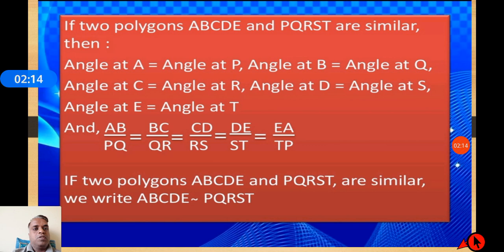If in two polygons, angle at A is equal to angle at P, angle B is equal to angle Q, angle C is equal to angle R, angle D is equal to angle S, angle E is equal to angle T, then all the angles are equal, and the sides of the two polygons will be proportional, that is AB by PQ, BC by QR equal to CD by RS equal to DE by ST equal to EA by TP. If all the angles are equal, then the sides will be proportional. Then the two polygons are said to be similar, that is polygon ABCDE is similar to polygon PQRST.